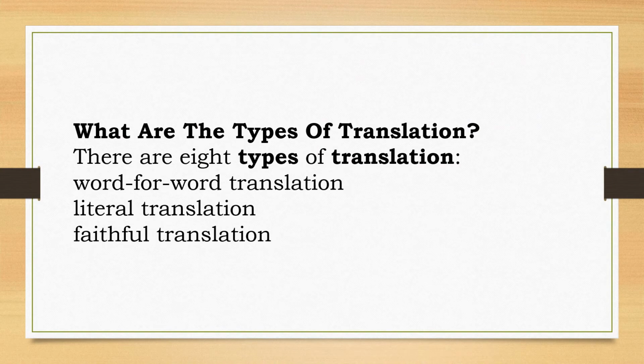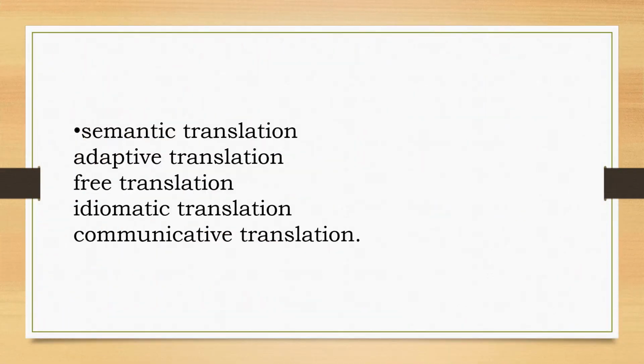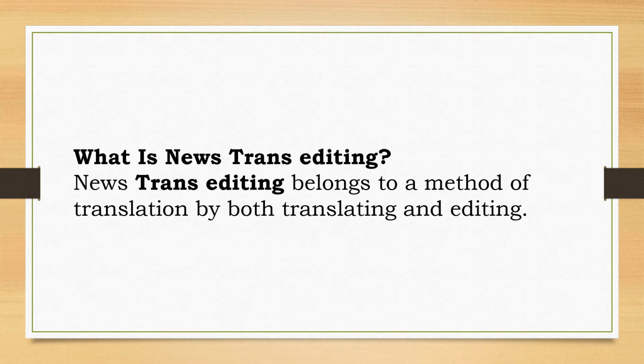What are the types of translation? There are 8 types of translation. Word-for-word translation, literal translation, faithful translation, semantic translation, adaptive translation, free translation, idiomatic translation, communicative translation.